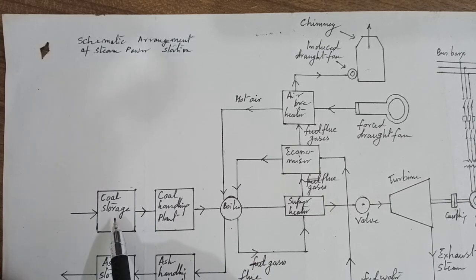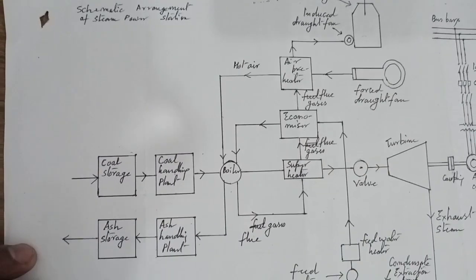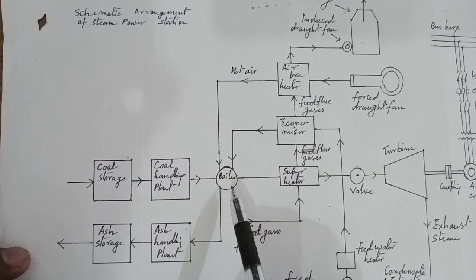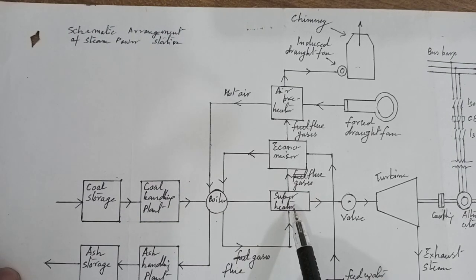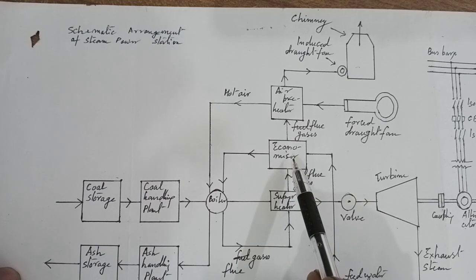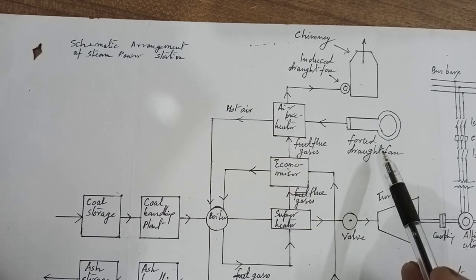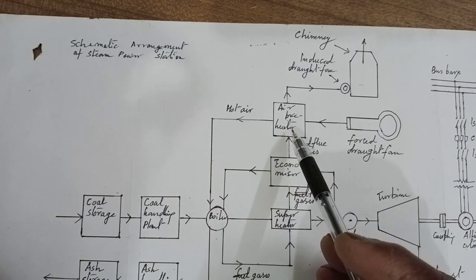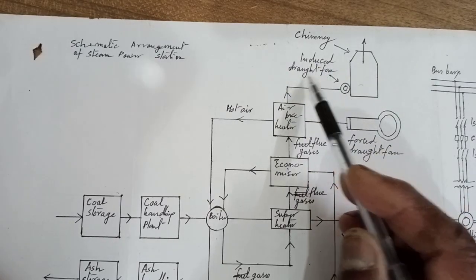This is the coal storage, this is the coal handling plant, this is the ash storage, this is the ash handling plant, this is the boiler, this is the superheater, this is the economizer, this is the air preheater, this is the forced draught fan, air preheater, this is the chimney, this is the induced draught fan.